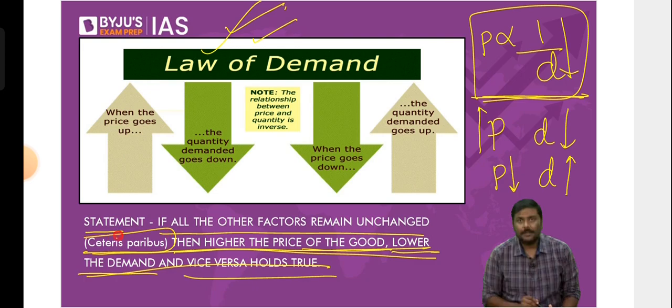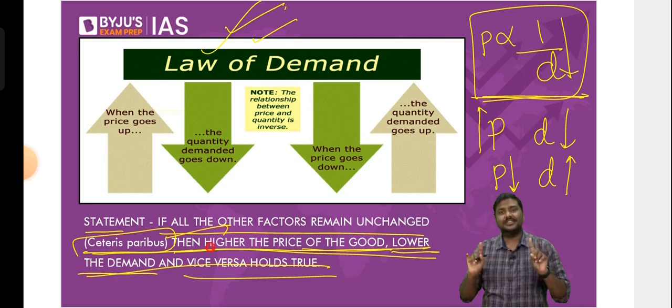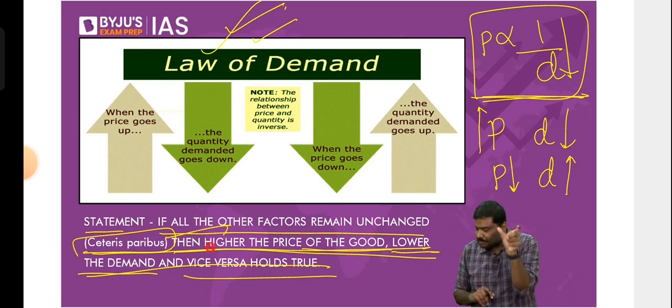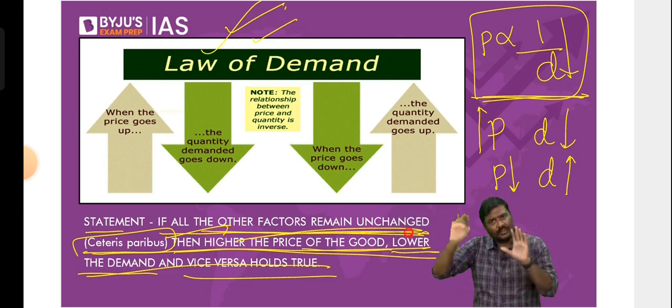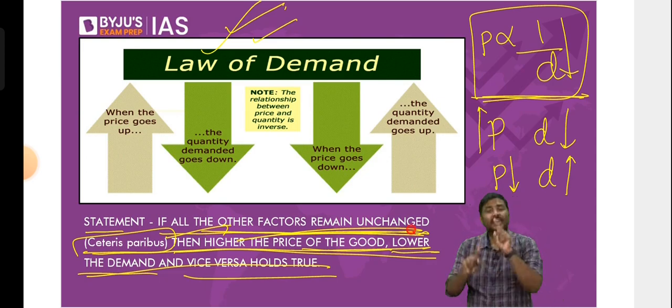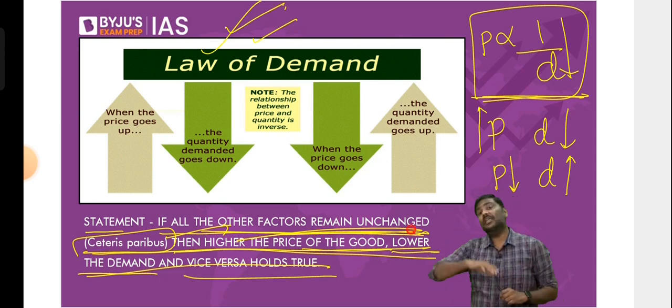Now, there's a term called ceteris paribus. Ceteris paribus simply means all the other factors remaining unchanged. It is a word from a different language. It's not an English word. It's a Latin word. Don't worry. So if all the other factors remain unchanged, price and demand will move in opposite directions, inversely related. That's it. That is what you need to understand. So is it applicable everywhere? This doesn't work here.